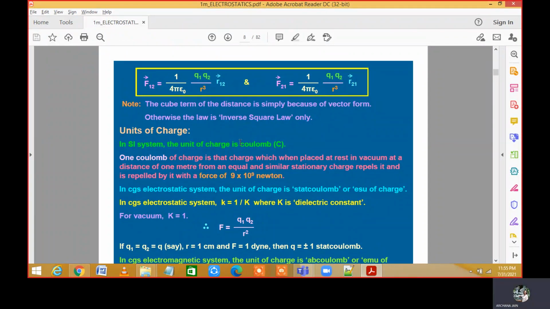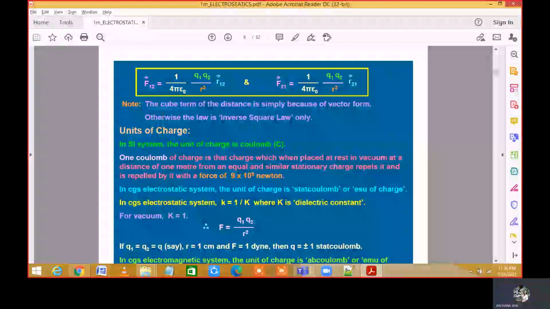Now units of charge. There are different units of charge. In the SI system, its unit is coulomb. Now come to the definition part. 1 coulomb of charge is that charge which, when placed at rest in vacuum at a distance of 1 meter from an equal and similar stationary charge, repels it and is repelled by it with a force of 9 into 10 to the power 9 Newton.